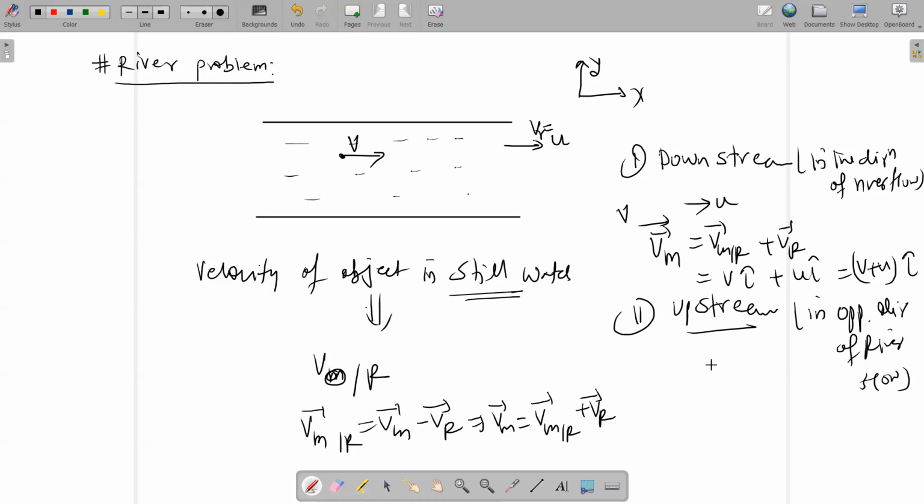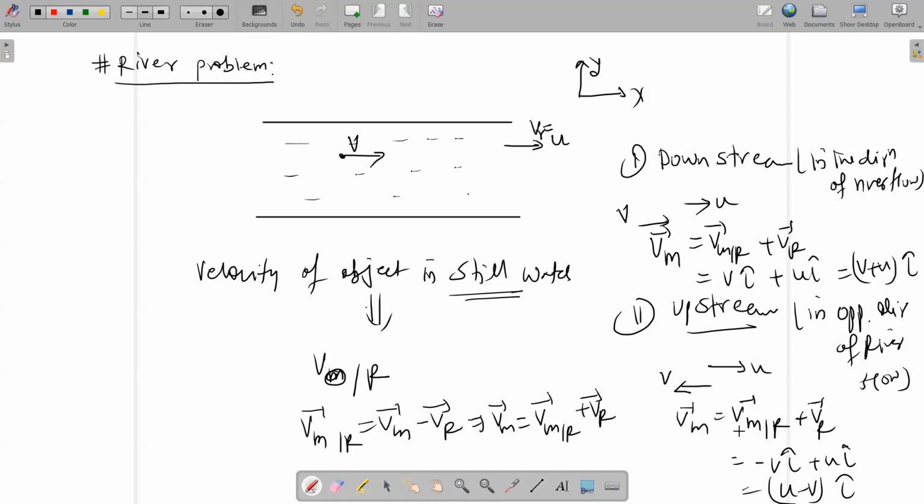But in upstream, the river is flowing in this direction and you are going in the opposite direction. It means the velocity of man will be velocity of man with respect to river plus velocity of river, but the man is going in the opposite direction. So this is v i and this is u i. So it may be u minus v or v minus u. That depends on whether the man has higher velocity or the river. If the river has higher velocity, the river will just drag the man along its flow. And if the man has higher velocity, the man will somehow manage to swim in the river in the opposite direction. Right? Understood?